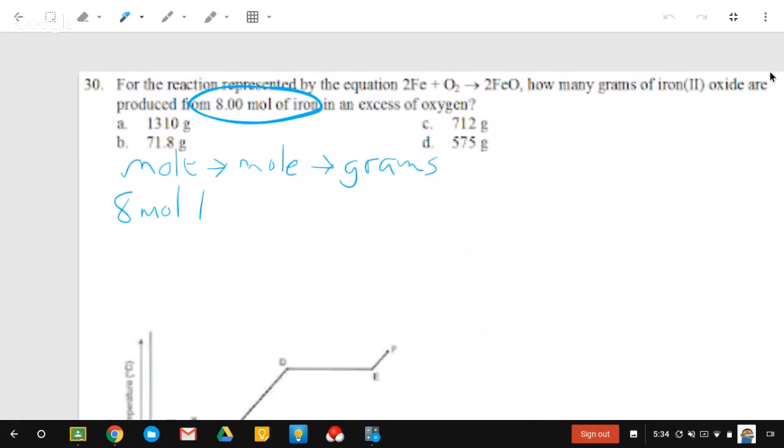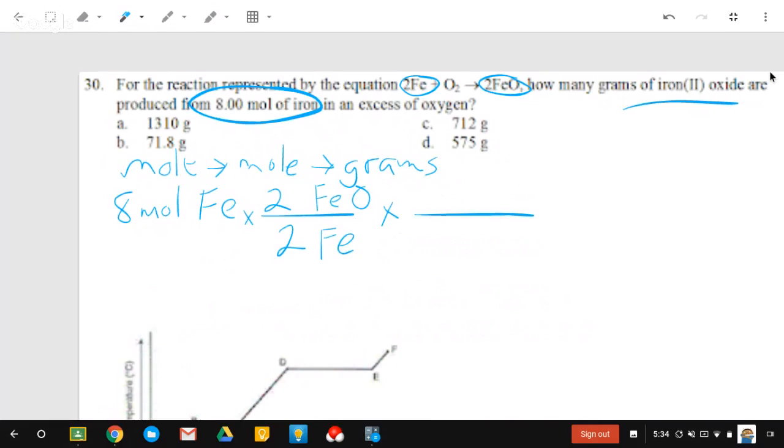There we go. Moles of Fe. All right. They're asking for grams of iron oxide. So first thing I'm going to do is convert this from iron to iron oxide. I want to get rid of the iron. Iron up here is 2, so I put a 2 in there. FeO is 2. That's easy. So that's still 8. The next step is convert it to grams of iron oxide.